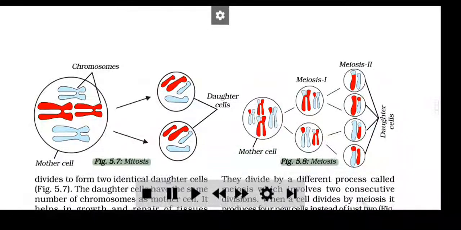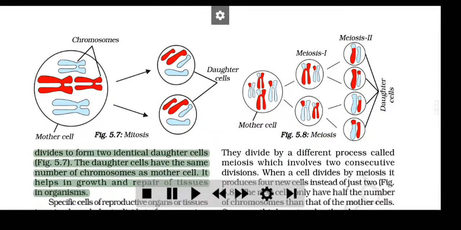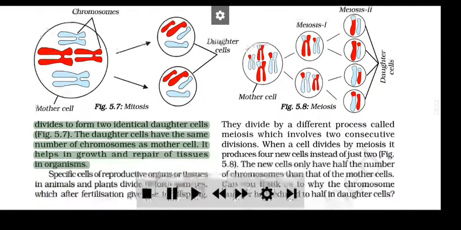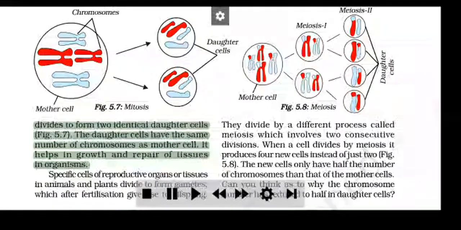divides to form two identical daughter cells. The daughter cells have the same number of chromosomes as the mother cell. It helps in growth and repair of tissues in organisms.